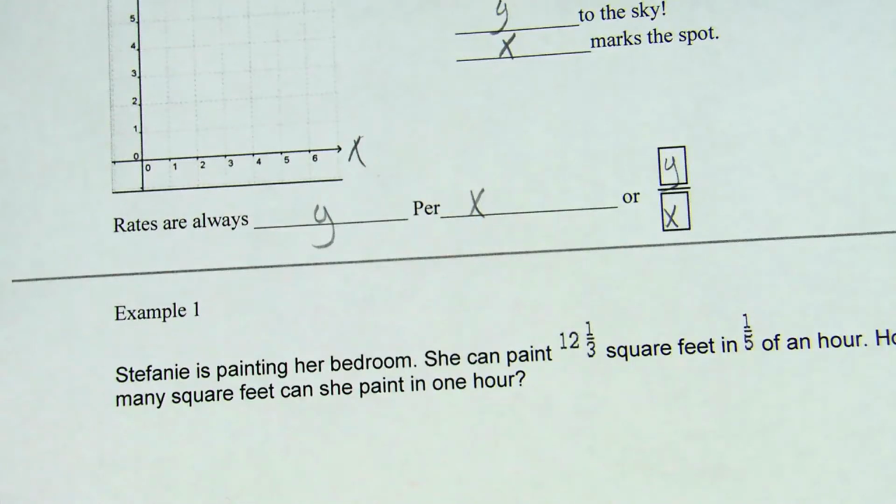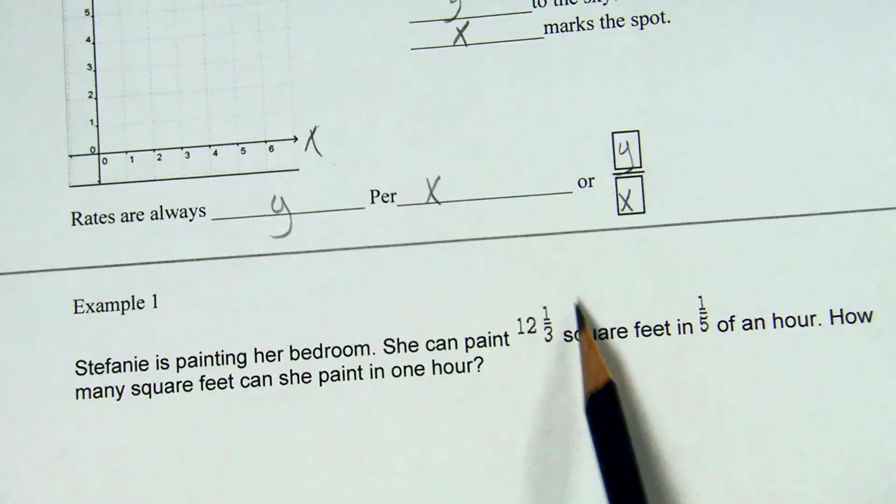So anyway, let's take a look at an example and I'll show you what I'm talking about. Stephanie is painting her bedroom. She can paint 2 1/3 square feet in 1/5 of an hour. How many square feet can she paint in 1 hour? So first, identify the unit rate part, because you don't always know what the numerator is and what the denominator is until you get to that part.